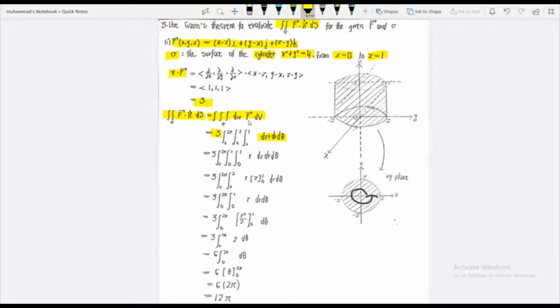Now you can integrate one by one. First, integrate with dz and we get r dr from 0 to 2, d theta from 0 to 2 pi, times 3. Then we integrate with dr and we get 2 d theta from 0 to 2 pi, times 3. And lastly, we integrate with d theta and we get the final answer, which is 12 pi.